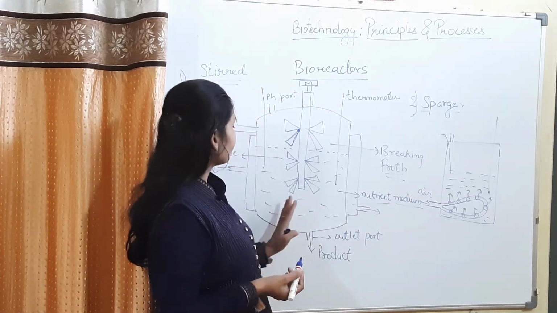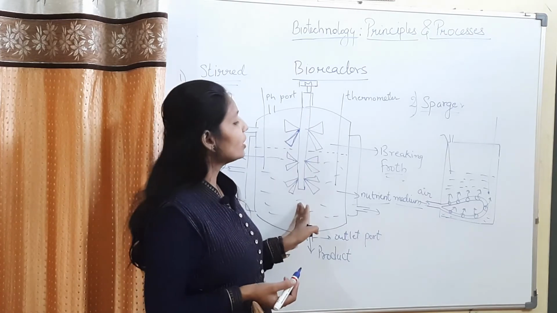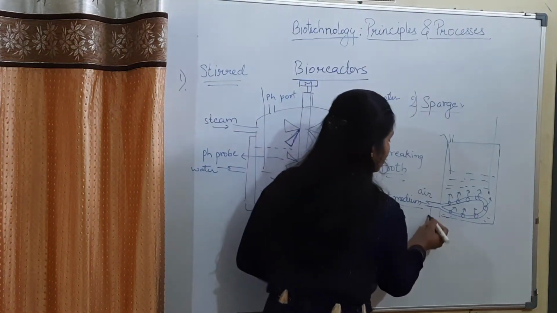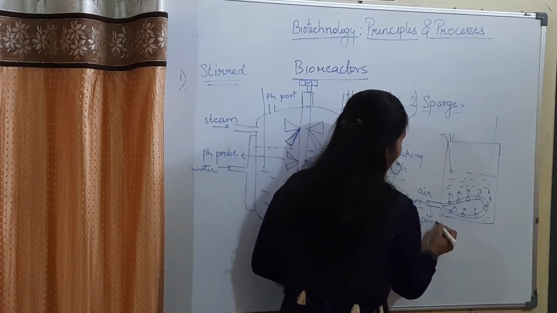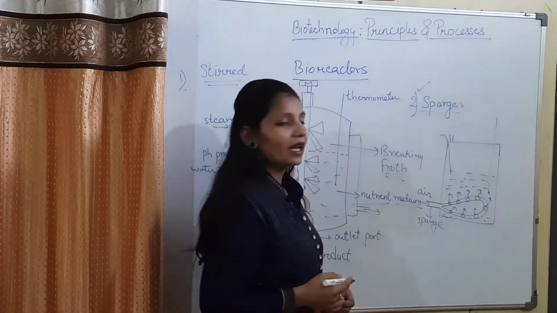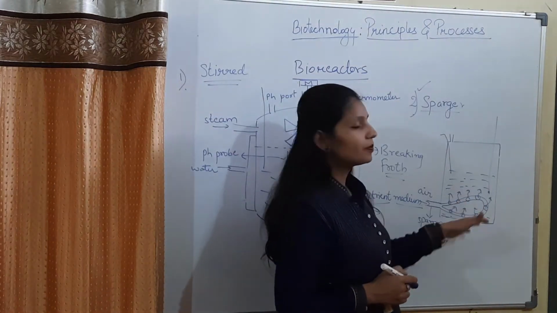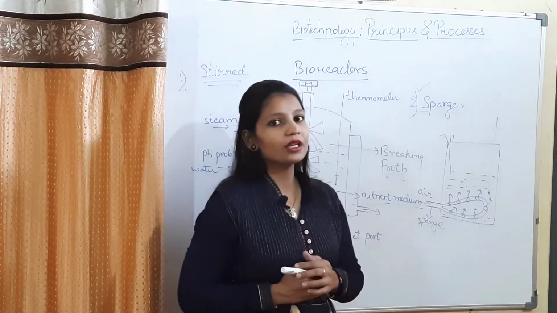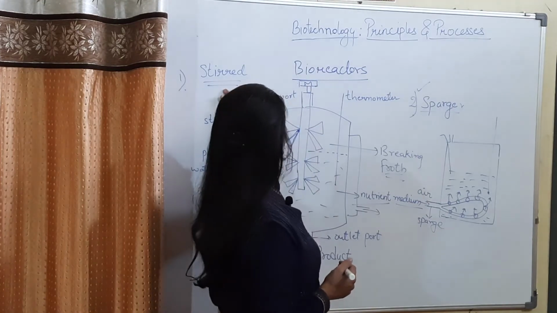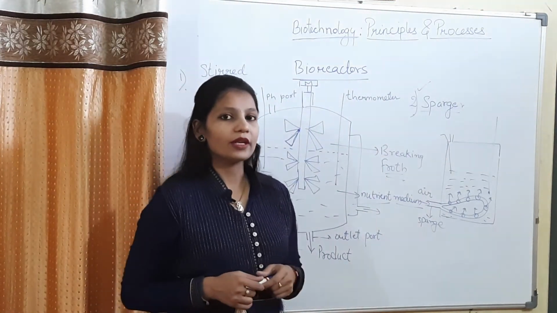So here for mixing we have blades, a motor attached to it, and for proper mixing we have this sparge. This is known as sparge, and that's why this type of bioreactor is known as sparger type of bioreactor. As the bubbles rise up, the air gets mixed properly with the nutrient medium. The rest of the process is the same in both the stirred type of bioreactor as well as the sparger type of bioreactor.